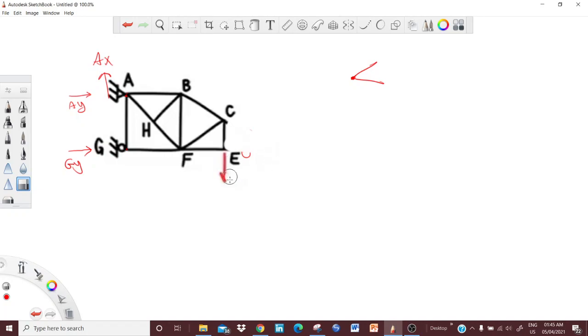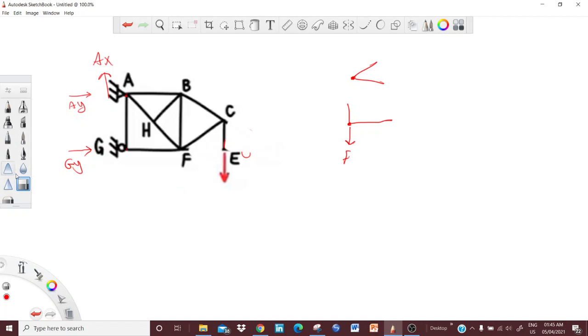So you have a force here also, and you have a member, CE. There's a rule that if you have a joint with an external load on it along this member, then this is also a zero force member. So let's also erase it.